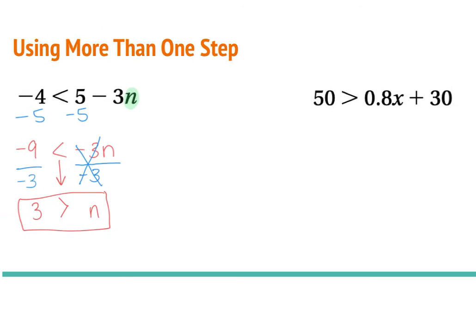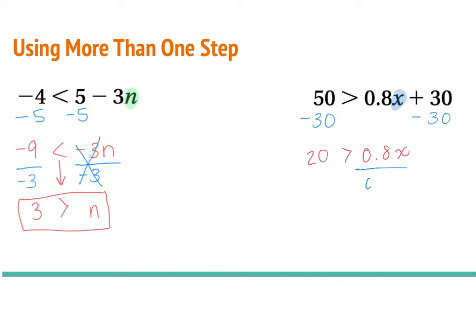50 is greater than 0.8x plus 30. We've got to subtract 30 from both sides, because remember, our variable here is the x. We want to get everything away from the x, so we want to get the 30 away first, because it doesn't have an x in it. And we're going to get 20 is greater than 0.8x.